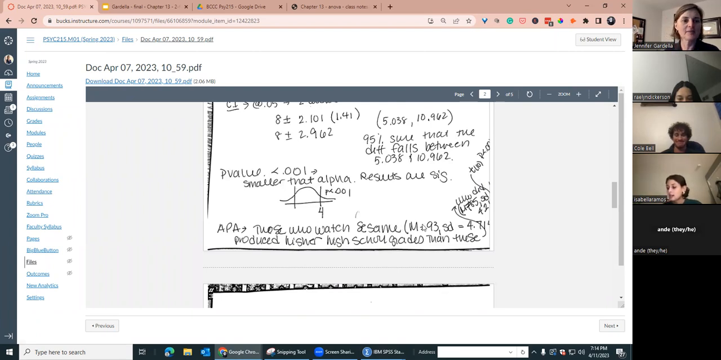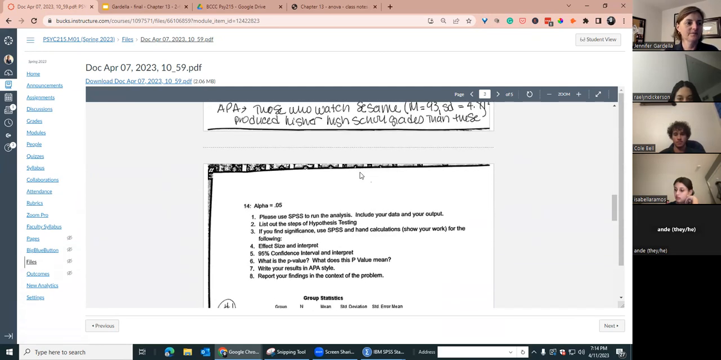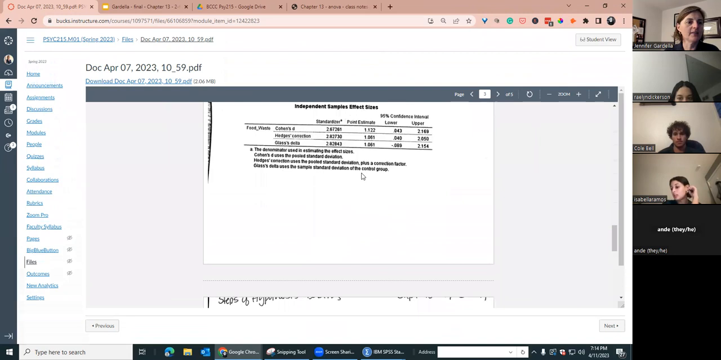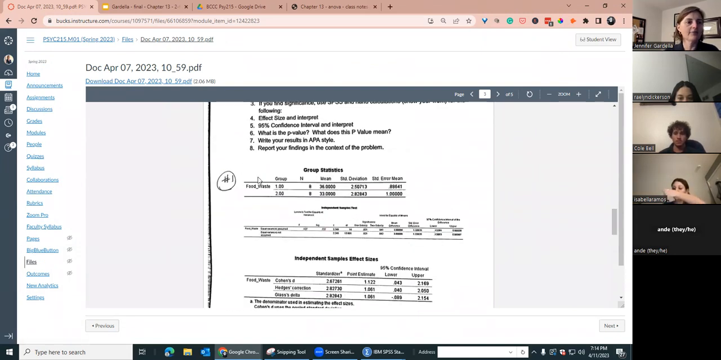So those who watched Sesame Street, the mean produced higher high school grades than those who did not. Those who did not, this is their mean and standard deviation, and the t and the p-value. And then this next one was the second on that. Here we had a food waste example. We had 2 groups. Those are their means.